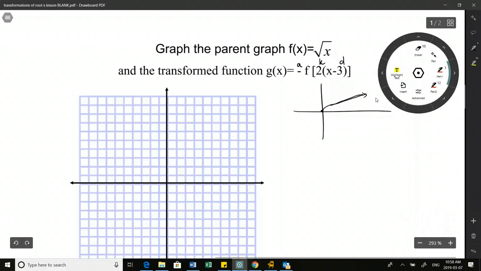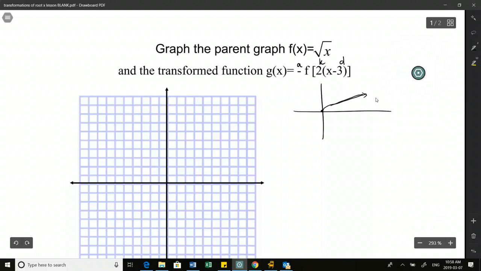What is the A value telling me to do? Flip. Okay, so vertically, I should have something like this. That's when my A is -1. And then from that, my K value of 2, what is that saying to do?